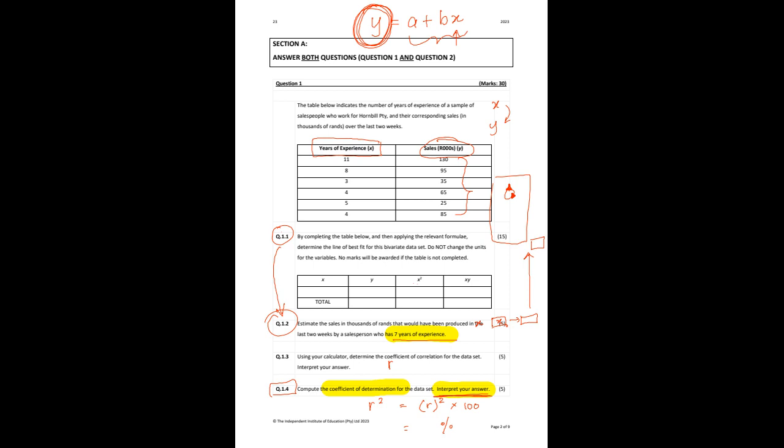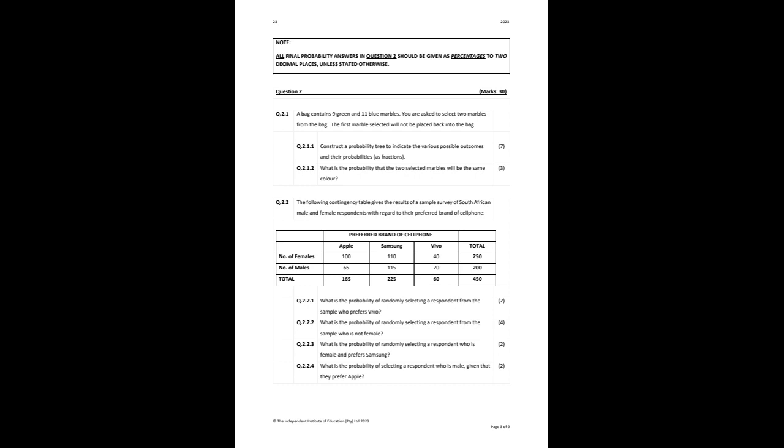So I think we can go ahead to question 2 then, and this is based on Learning Unit 5, which is your basic probabilities. And right at the top, they've said to you that all of your final probability answers in question 2 should be given as percentages to 2 decimal places. So I do, again, reiterate that please stick to what they are asking you for in a particular question.